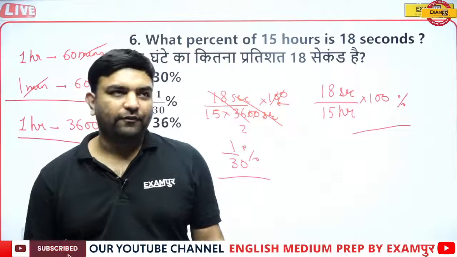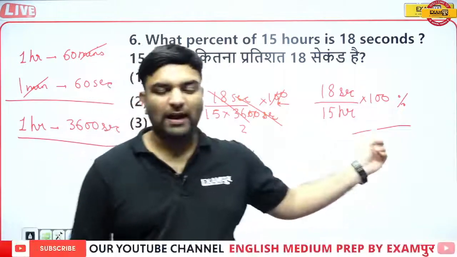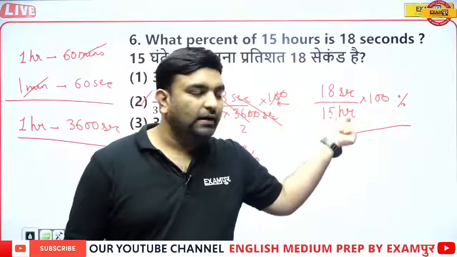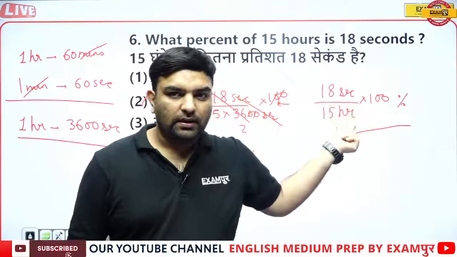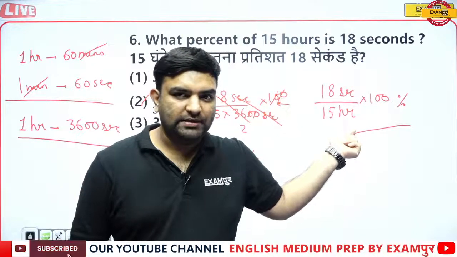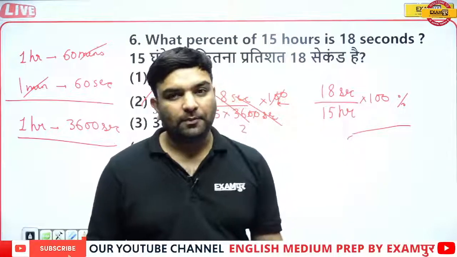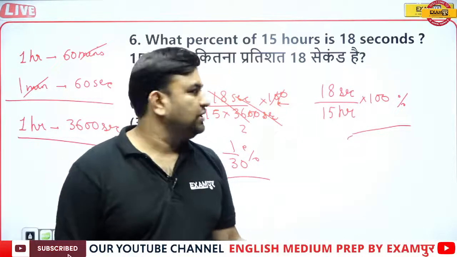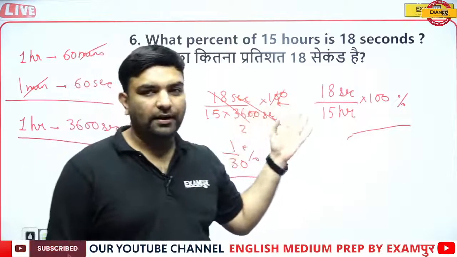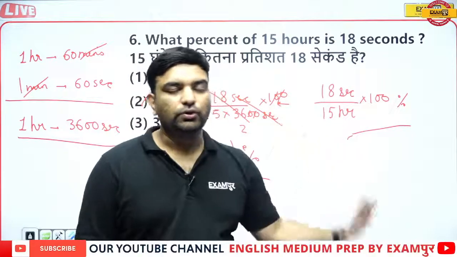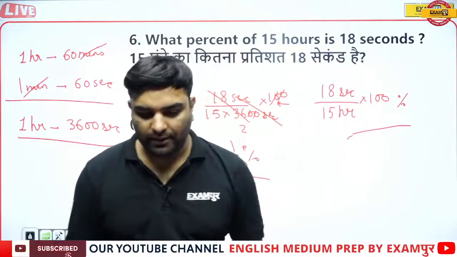To convert a fraction into percentage, we need to multiply by 100. This was a fraction. If I want to convert it into percentage, I need to multiply it by 100. So I multiplied it by 100. After multiplying by 100, it has become percentage. You find it out, it comes out to be 1 by 30%.